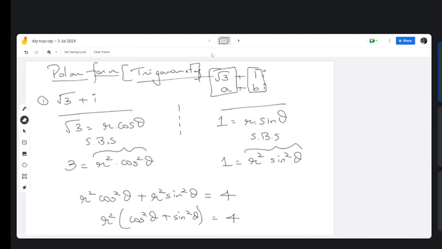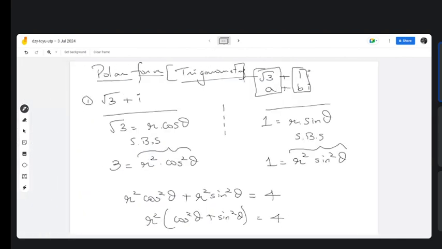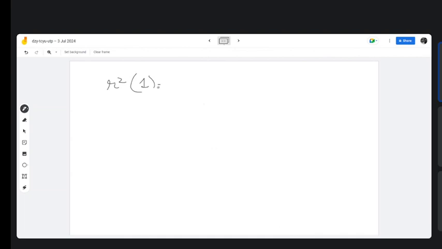In the next place, focus here. r square, keep it as it is. Instead of writing sin square theta plus cos square theta, I can write it as 1, is equal to 4. So I got the answer for r square is equal to 4. r is equal to plus or minus 2. Okay. I'll write plus or minus 2.